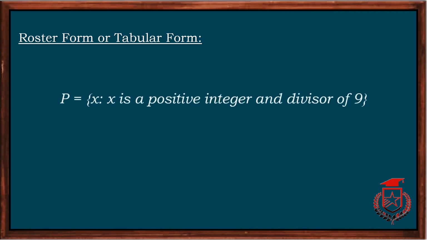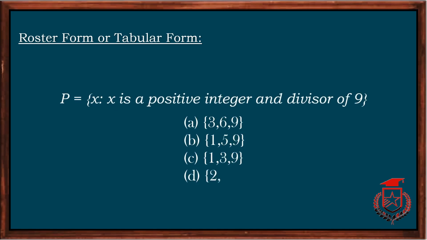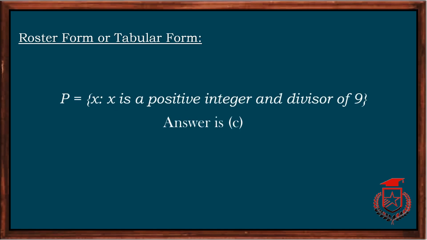Let's take another example. The roster form of the following set: option A, 3, 6, 9; option B, 1, 5, 9; option C, 1, 3, 9; option D, 2, 3, 9. The answer is option C. Since x is a positive integer and a divisor of 9, x can take values 1, 3, 9, so the roster form of the set P is {1, 3, 9}.